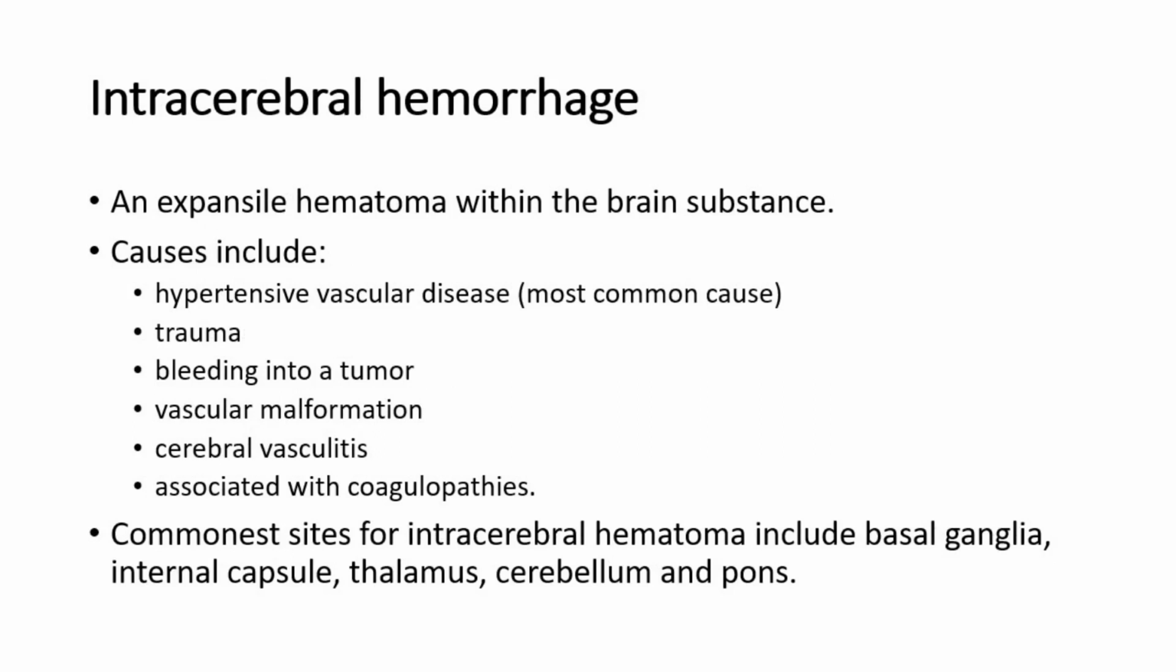Next, moving on to intracerebral hemorrhage. This is an expansile hematoma within the brain substance. Causes include hypertensive vascular disease, which is the most common cause, trauma, bleeding into a tumor, vascular malformation, cerebral vasculitis, and association with coagulopathies. The commonest sites for intracerebral hematoma include basal ganglia, internal capsule, thalamus, cerebellum, and pons.